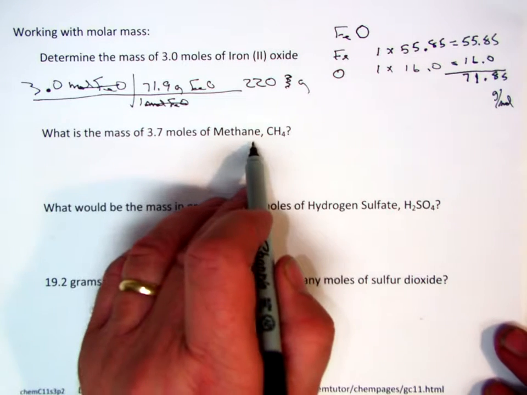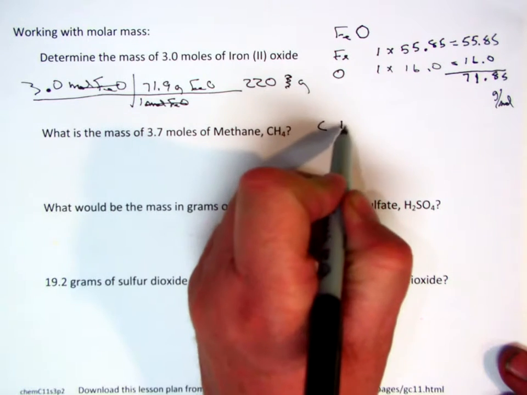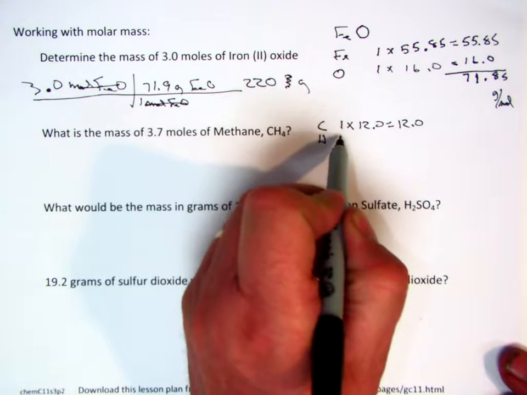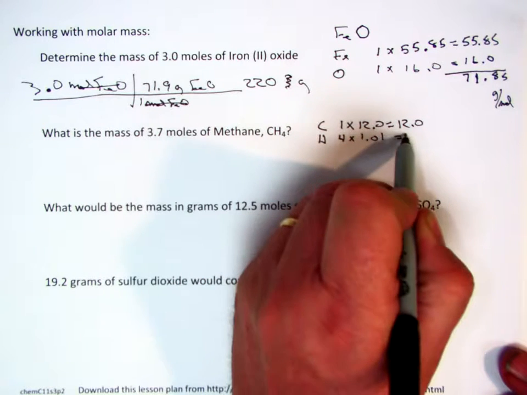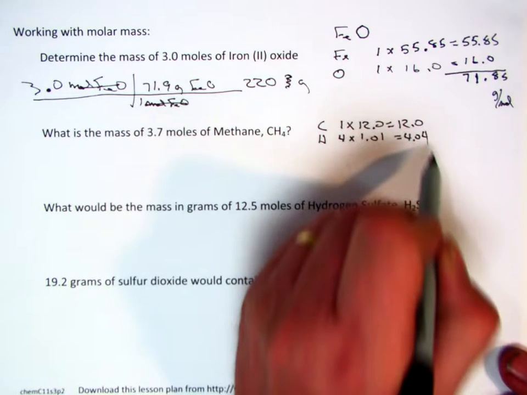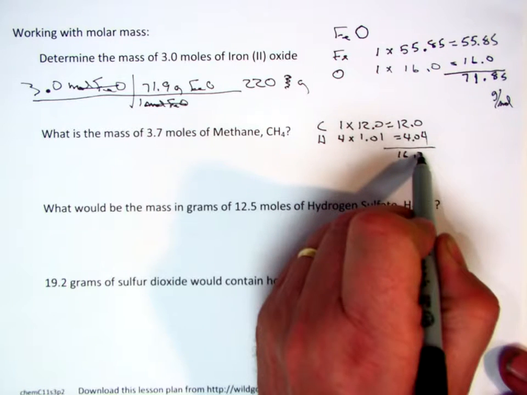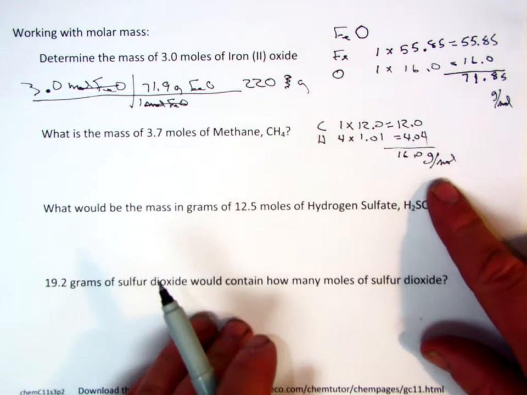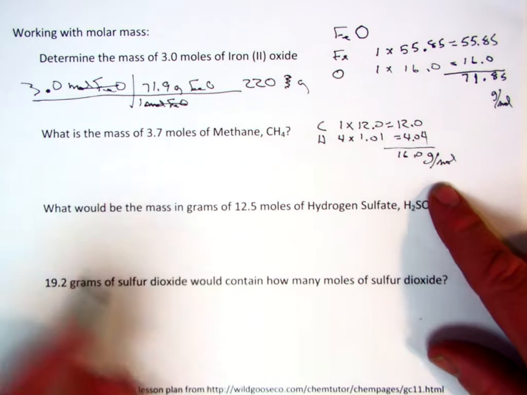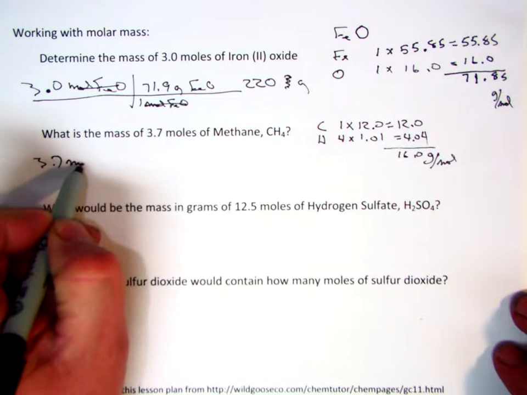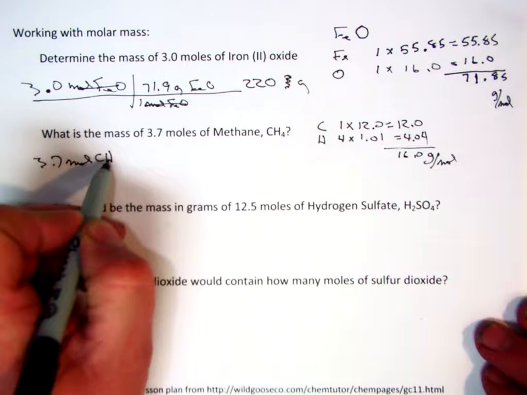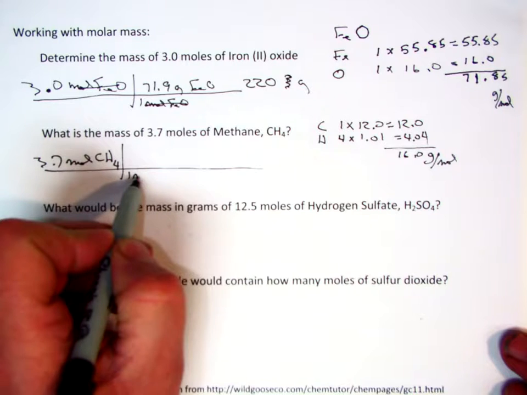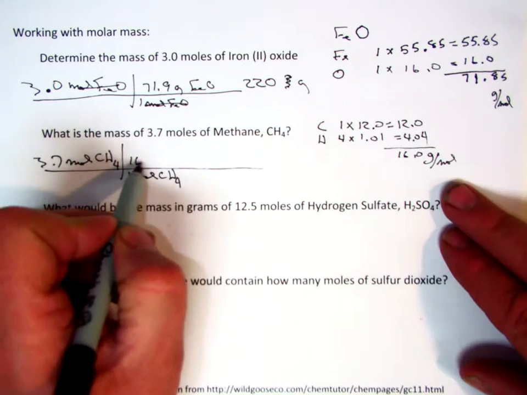We're going to do the same thing. We're going to say carbon, 1 times 12.0 equals 12.0. Hydrogen, 4 times 1.01 equals 4.04. It's more sig figs than I needed. 16.0 grams per mole is the molar mass of methane. You should be able to start getting them off the periodic table just that fast. So 3.7 moles of methane, CH4, coming in here and saying, well, 1 mole of methane, CH4, is equal to 16.0 grams, like that.